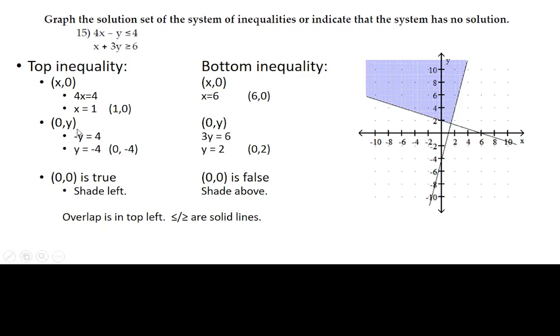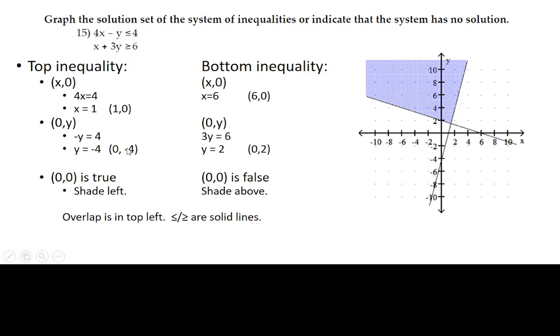Let's look for the y-intercept. That's when x is 0. If x is 0 in the top, that first term goes away, leaving us with negative y equals 4. If negative y equals 4, then y equals negative 4. So 0, negative 4 is a point on the top inequality.